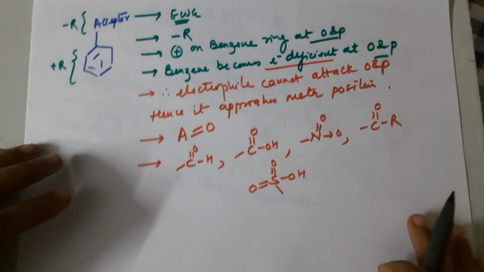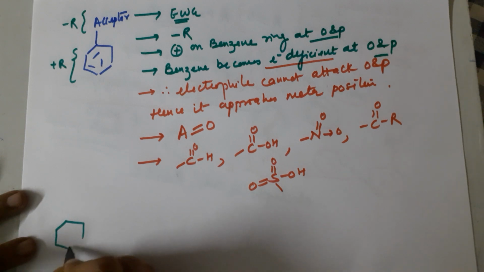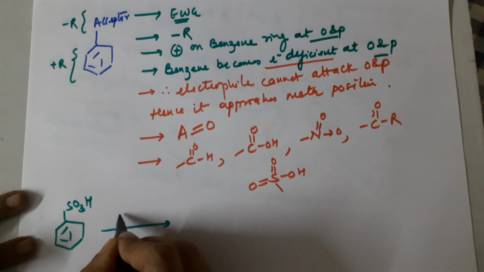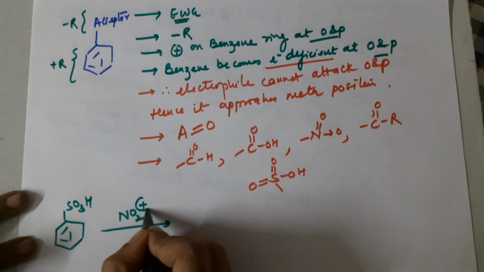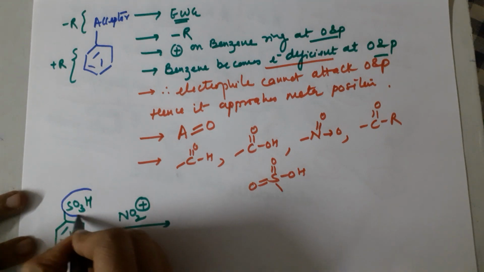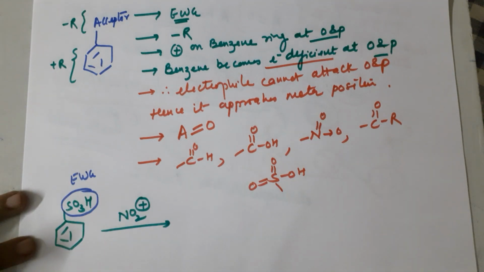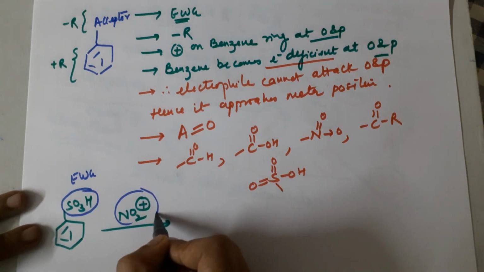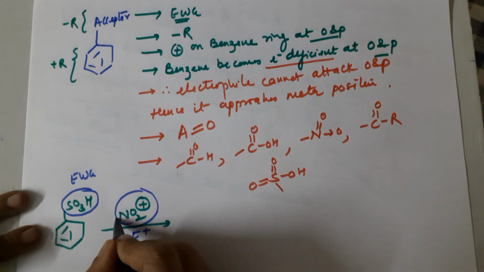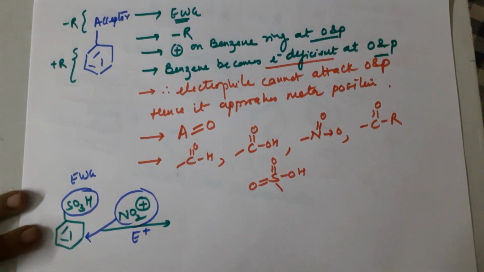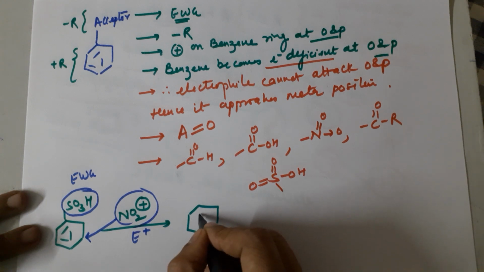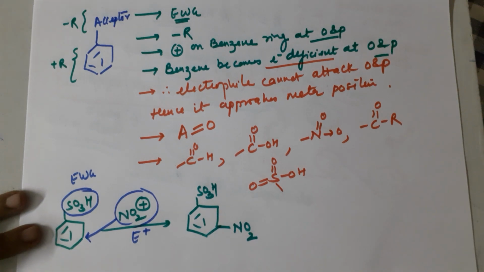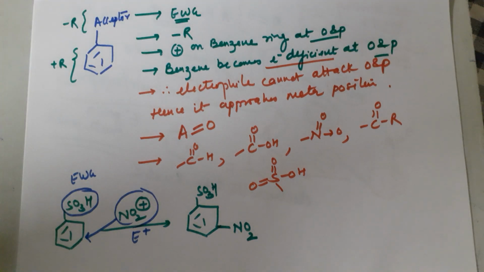Fine. Now, if I have a compound where I have a sulfonic acid and I make it react with, let us say, NO2 positive, you should understand that this is an electron withdrawing group. So this is going to allow NO2, your electrophile, to only approach at the meta position, so that your product has to be a benzene sulfonic acid with a nitro at the meta position. I'll take a few more examples to drill the concept.